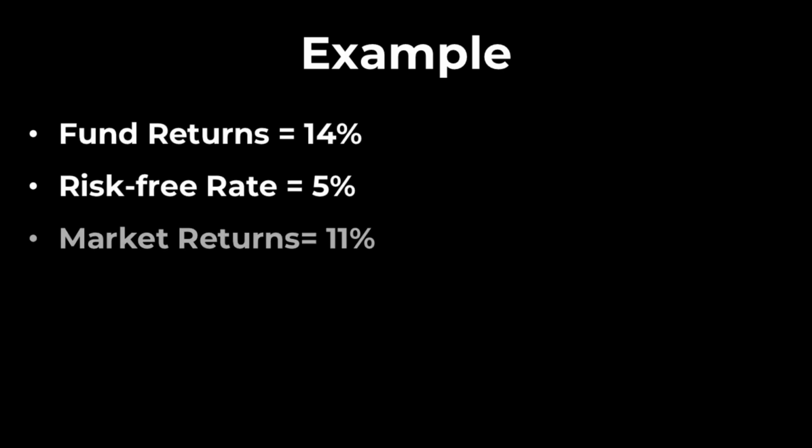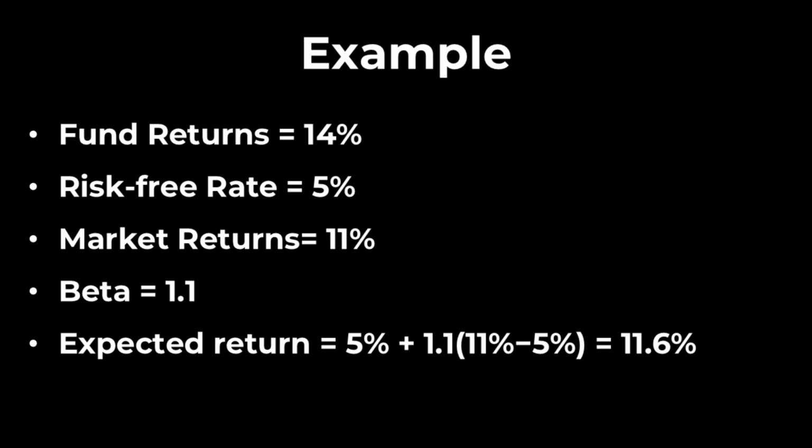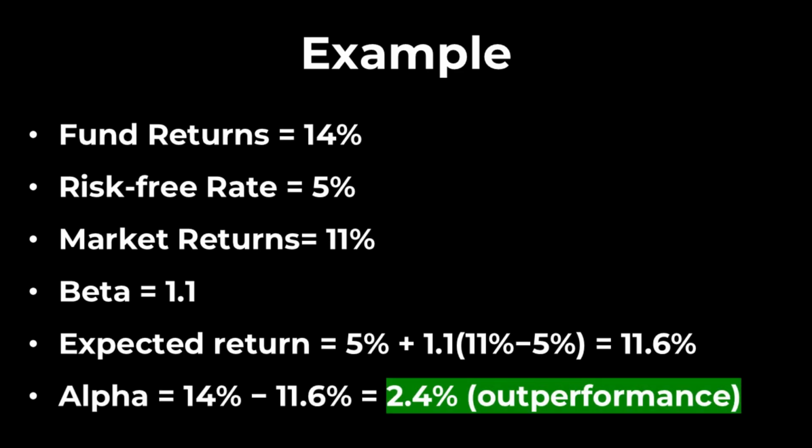Let's understand the calculation with an example. A fund earns 14%, the risk-free rate is 5%, market returns 11%, and beta is 1.1. Expected return is equal to 5% plus 1.1 times (11 minus 5), which is equal to 11.6%. The actual return minus expected gives an alpha of 2.4%, solid outperformance.